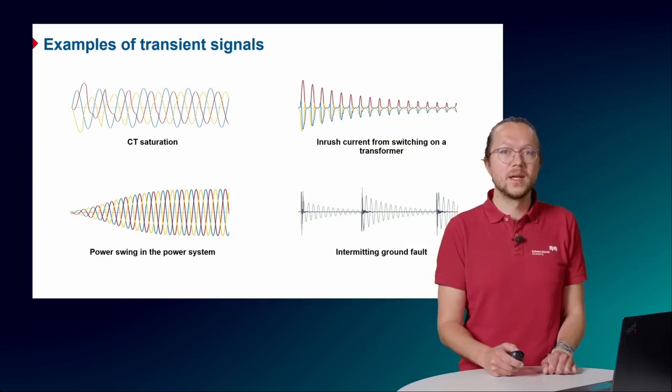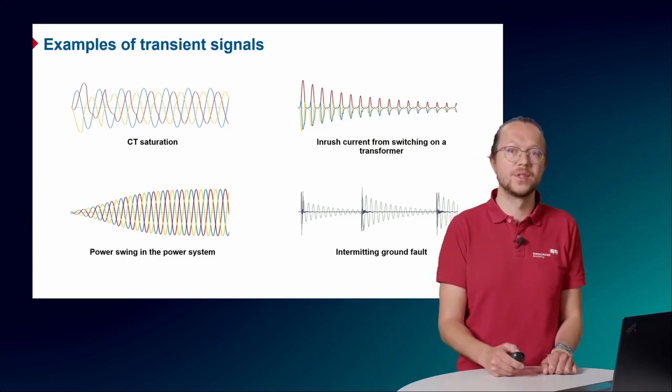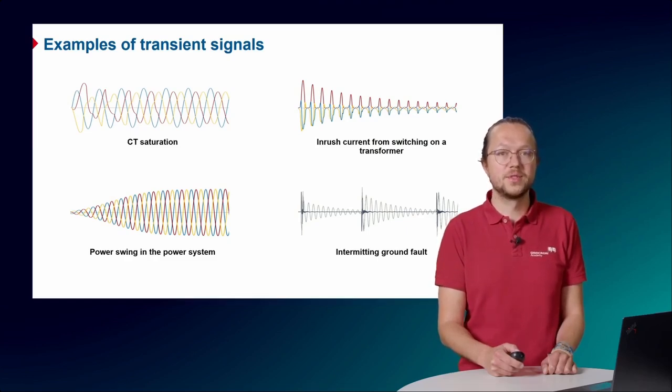A power swing, in which current and voltage rise and drop continuously, can be modeled. During that state, the relay is tested for stability. No trip should occur. An intermittent ground fault can be simulated by just activating one checkbox.